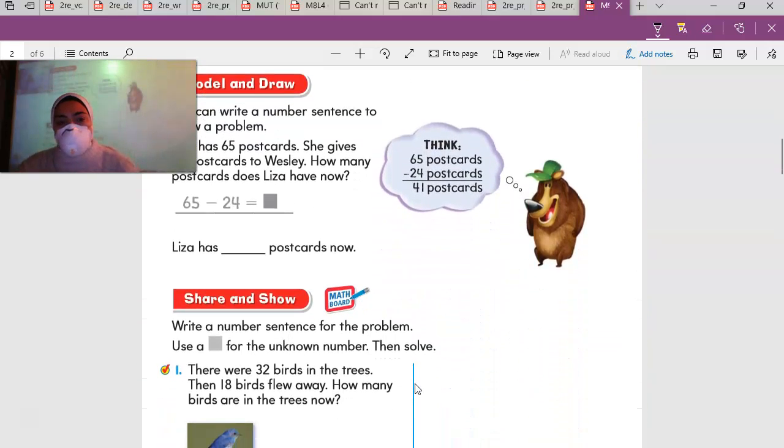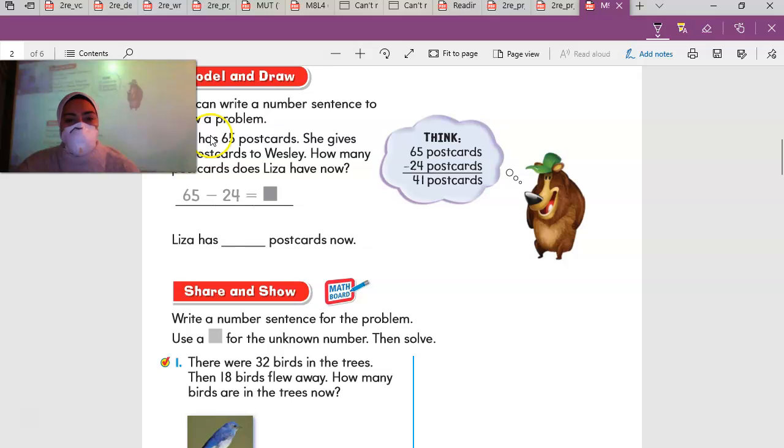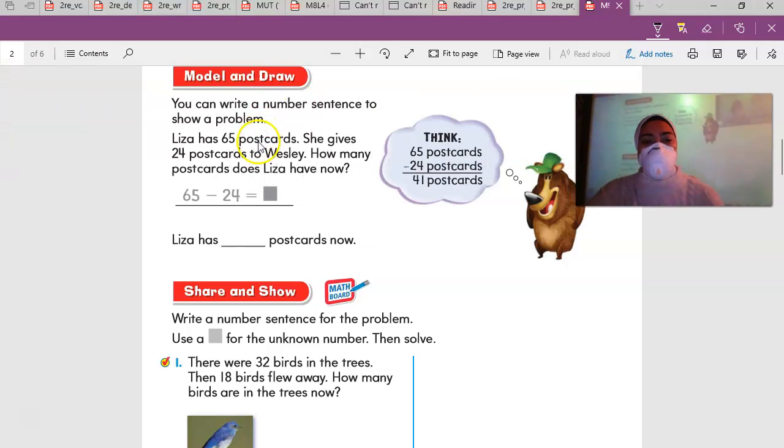Moving on. You can write a number sentence to show a problem. Liza had, this is called a number sentence. Liza had 65 postcards, circle 65. She gives, box gives, that means take away. She gives 24 postcards to Wesley. Underline the question. How many postcards does Liza have now?